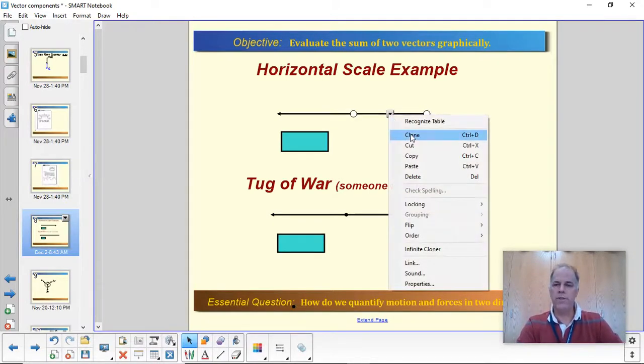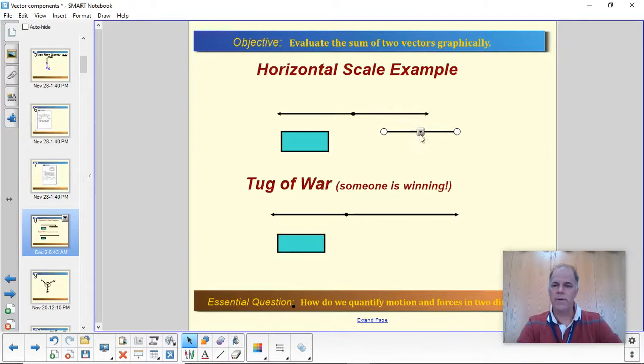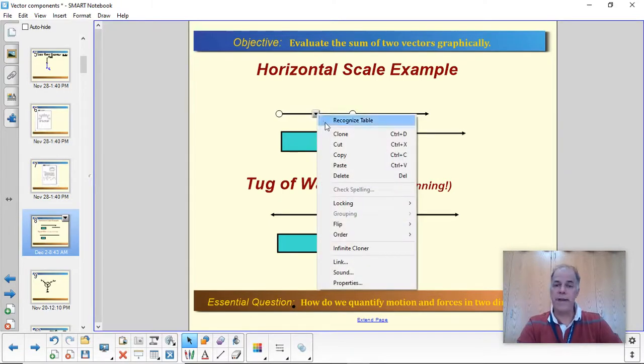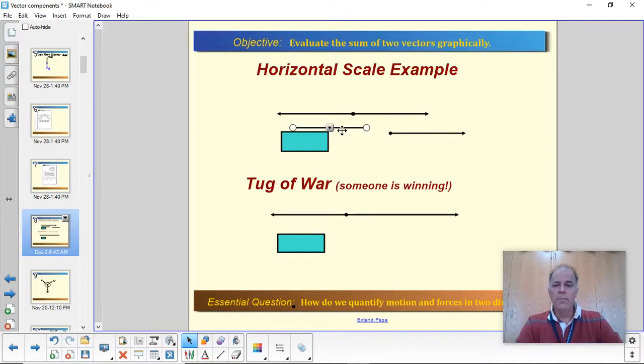So I'm going to make a clone of this one here. There it is. Okay, there's one vector. That's the vector to the right. Now I'm going to make a clone of this vector. Remember, vectors are numbers that are represented by arrows, but they're still numbers. That means we can copy them and move them around the page, and they're still going to be the same value.